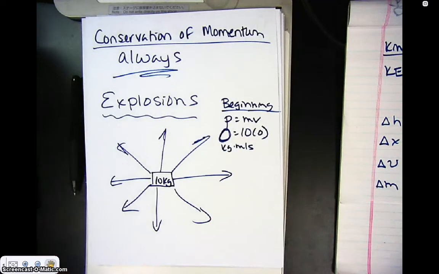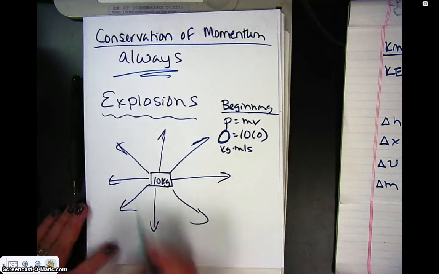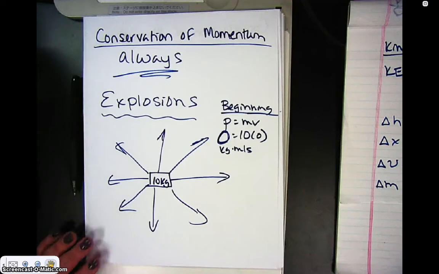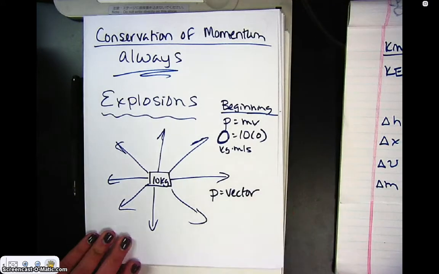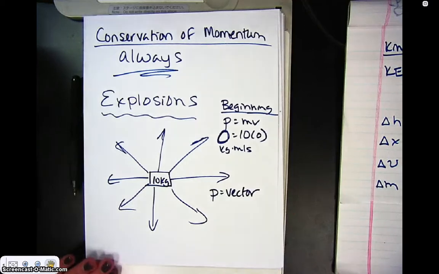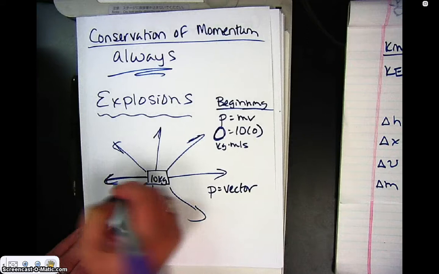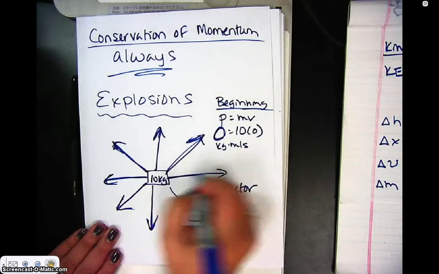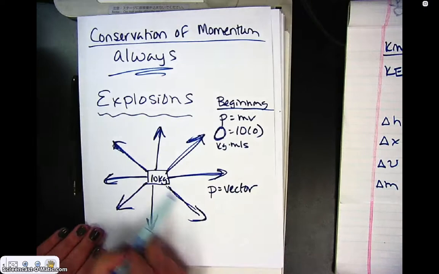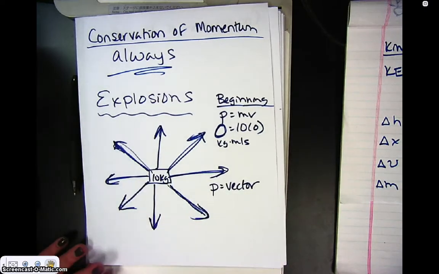So how can momentum be conserved in this situation where at the beginning you have something that's not moving, and then at the end you have all these things that are moving? The reason is because momentum is a vector, because it's based on velocity, which is a vector. So if we were to calculate the momentums of all of these different objects radiating out, we would end up with a net momentum of 0. This vector would cancel this vector, and this one, and this one, and these.